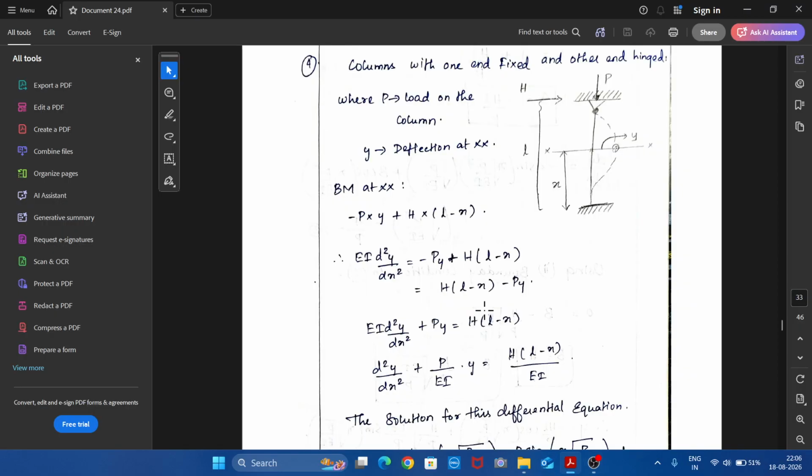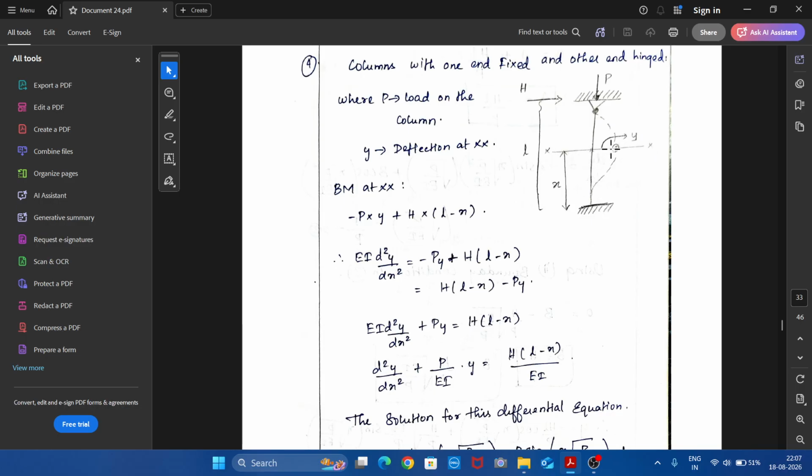Dear viewers, in this lecture, let us derive the Euler's crippling load for columns with one end fixed and the other end hinged. So here it is fixed and here it is hinged. P is the critical load, and since this is a hinged support, there will be a horizontal load H. This is L. We consider a section XX at X distance from the fixed end.